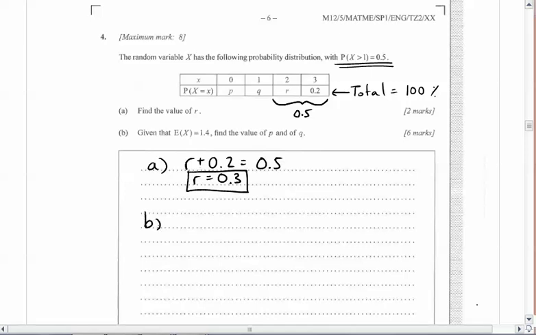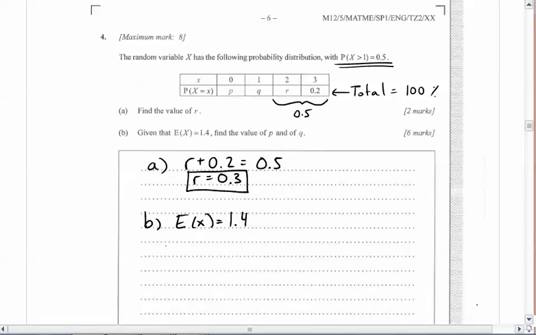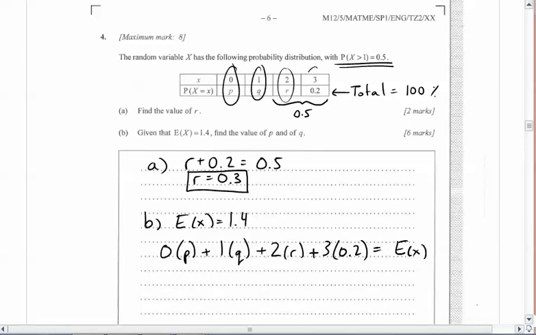Now, given the expected value, find the values of p and q. So the expected value is calculated by just taking x times the probability of x. 1 times q. 2 times r. 3 times 0.2. Adding up all those should give you the expected value. So just multiply the top and the bottom and add up all the terms.